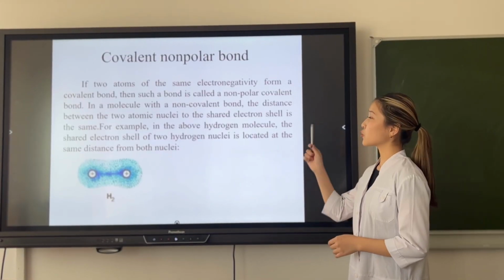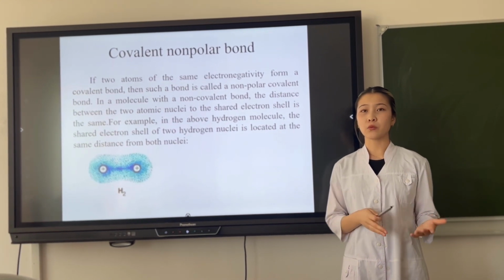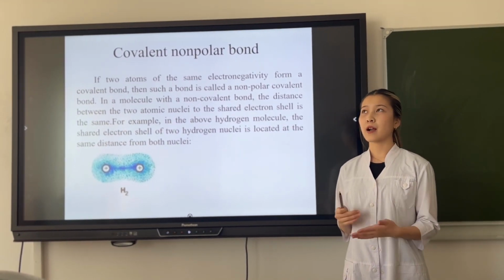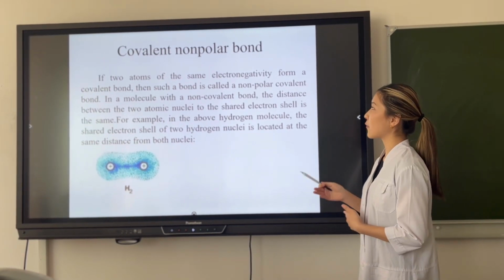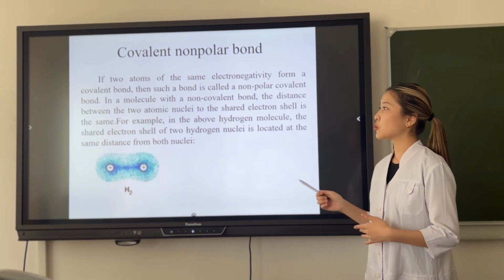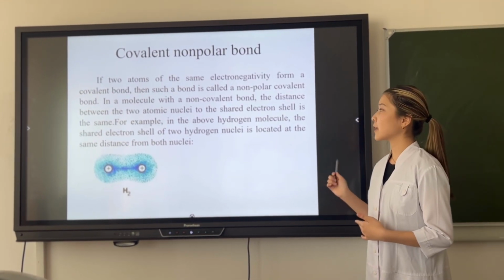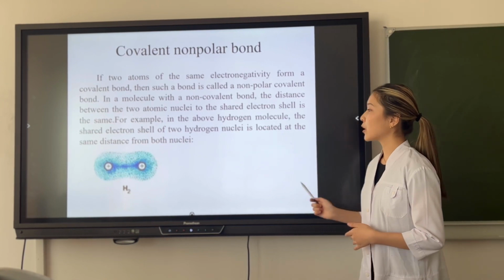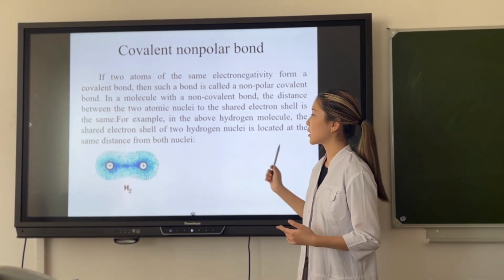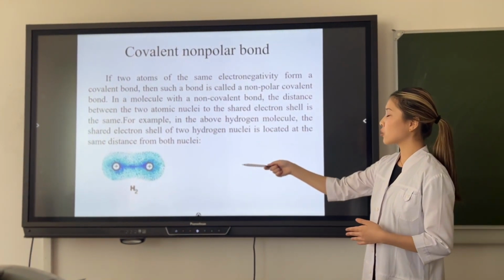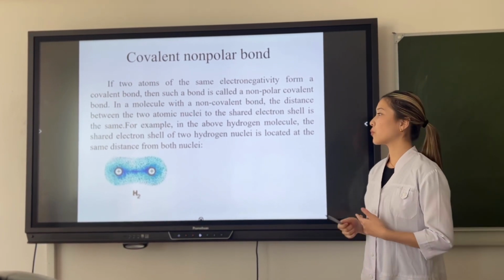The next, covalent non-polar bond. If two atoms of the same electronegativity form a covalent bond, then such a bond is called a covalent non-polar bond. In a molecule with a non-polar covalent bond, the distance from the two atomic nuclei to the shared electron shell is the same. For example, in the hydrogen molecule, the shared electron shell of two hydrogen nuclei is located at the same distance from both nuclei.